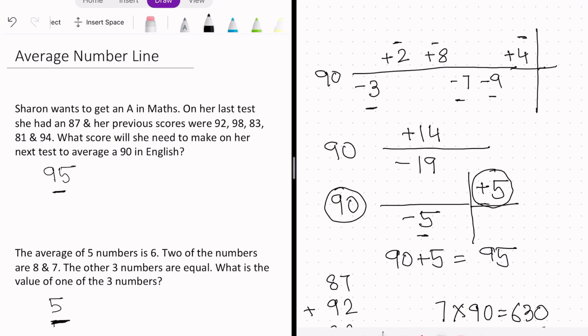Well, I hope you find this useful, and I'll be putting out a couple more videos using the same idea of the average number line that would help you solve slightly more complex problems.